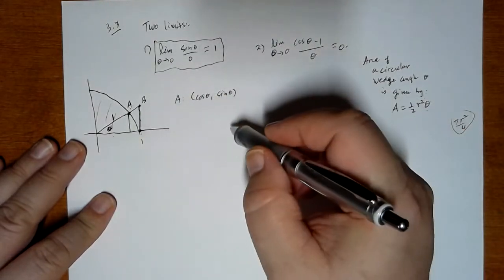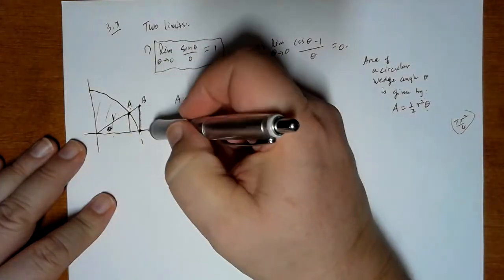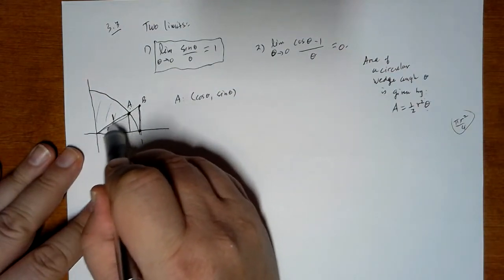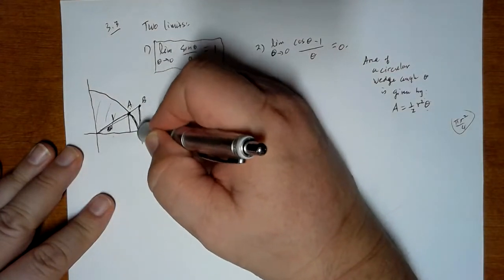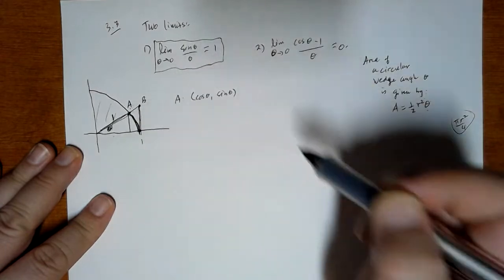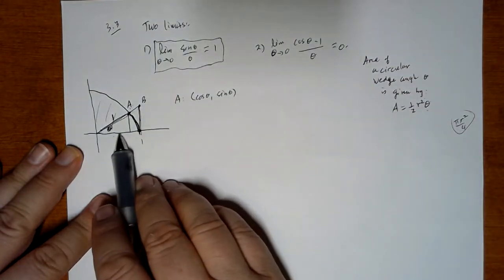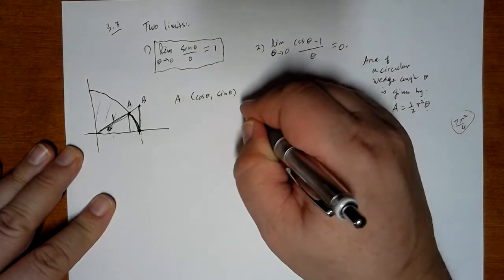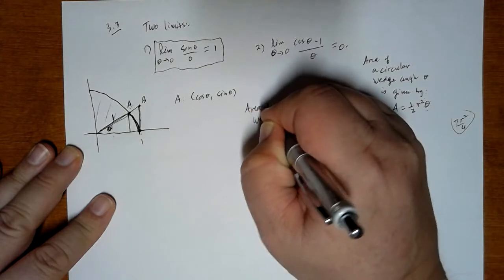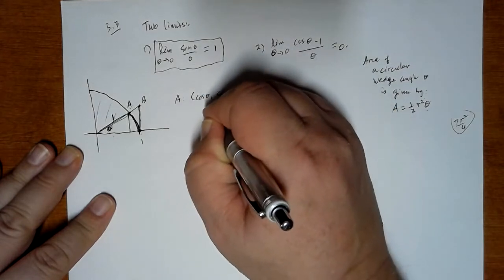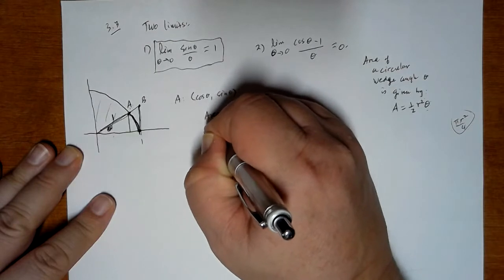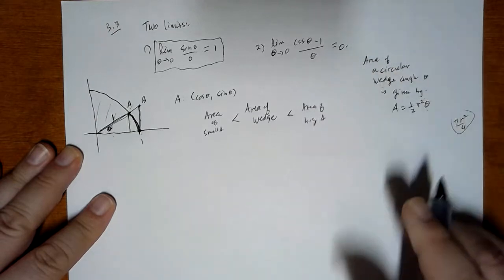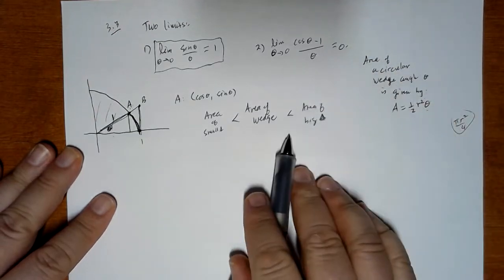Okay, so the idea here is that you see 3 areas that we want to be concerned about. One area is the area of this wedge. The area of the wedge is stuck between the area of the small triangle and the area of the big triangle. Good. So now we need to get some expressions for these 3 areas.